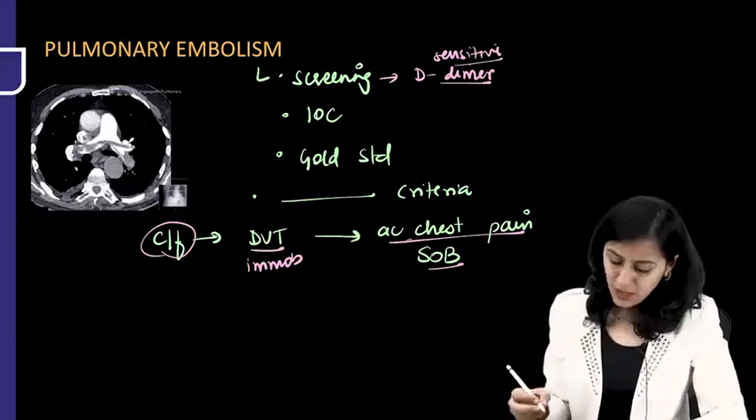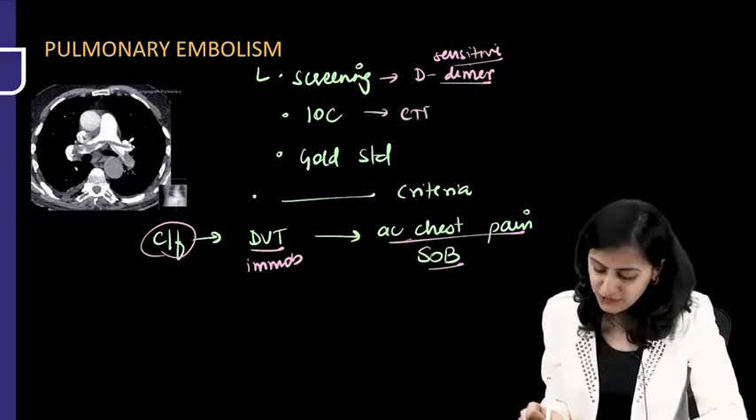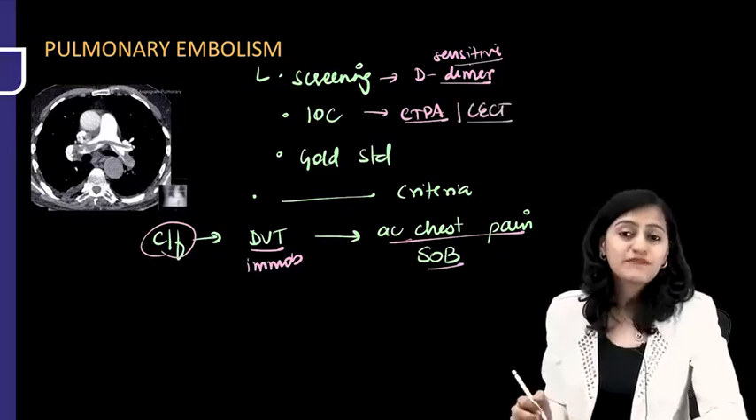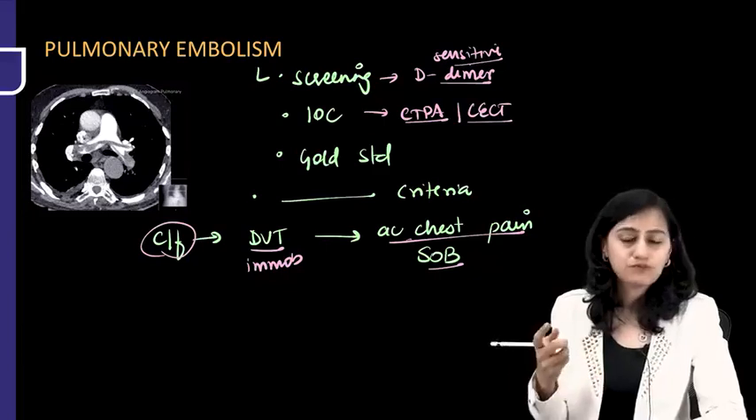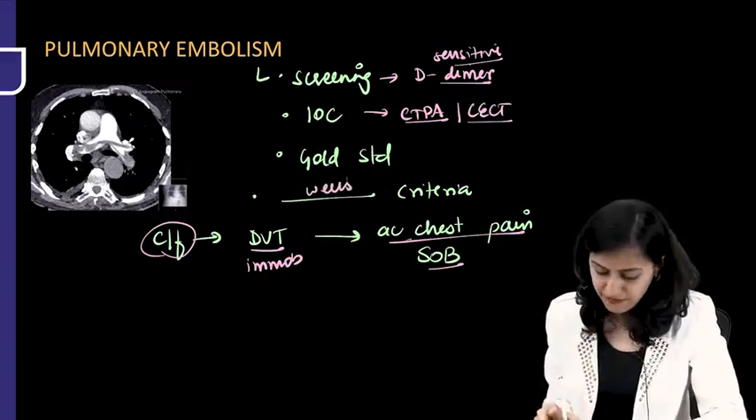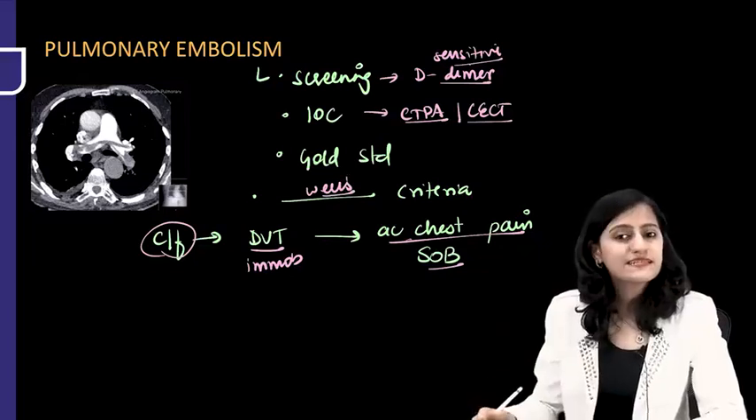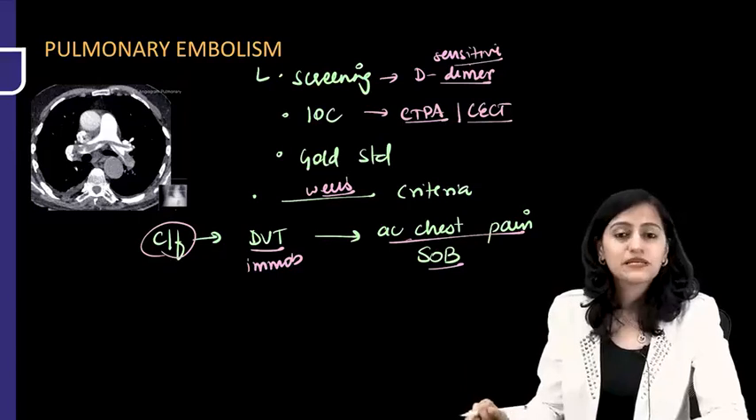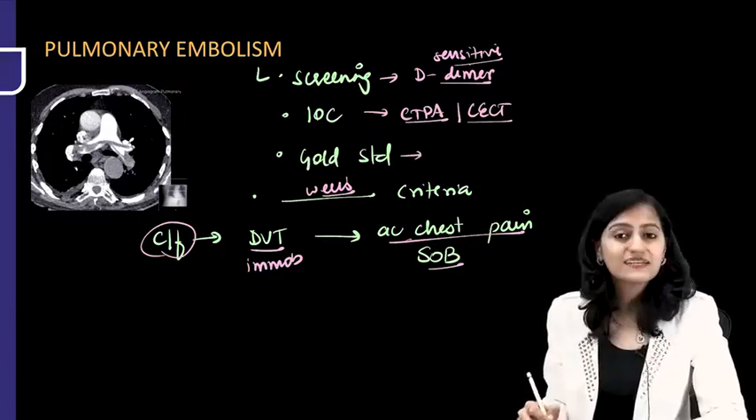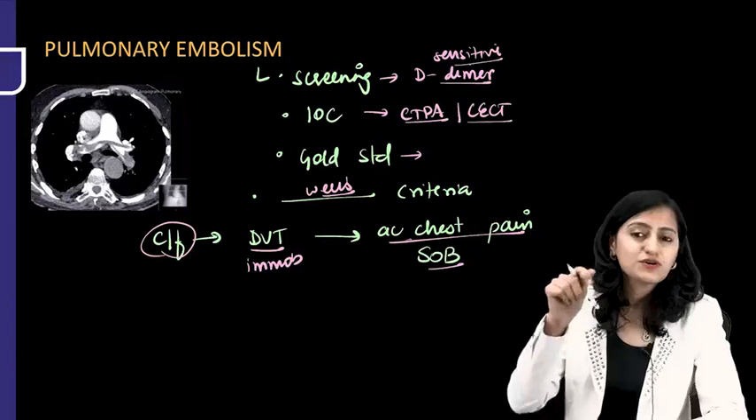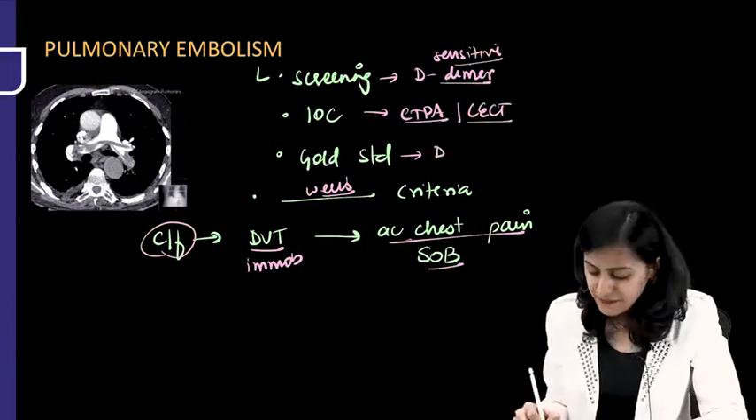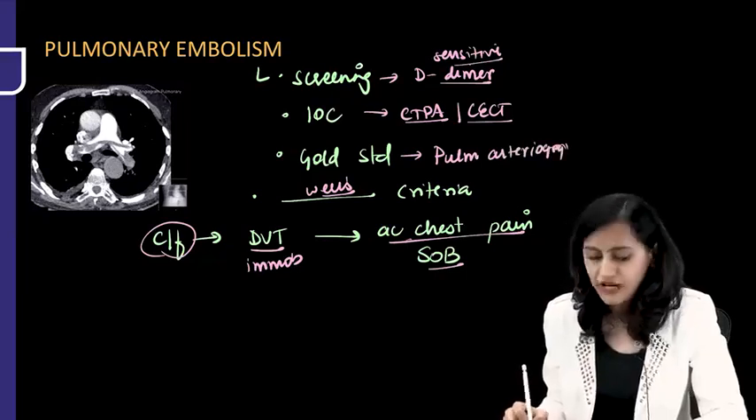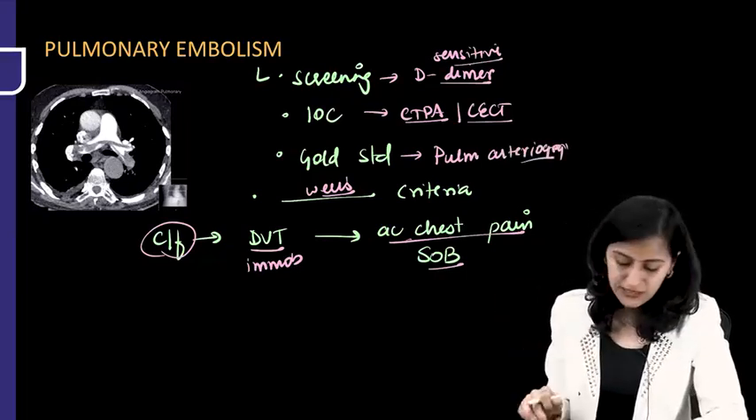So if the D-dimer is positive, then we go to the investigation of choice, which is CT pulmonary angiography or CECT. So when we have a high likelihood of pulmonary embolism based on the modified Wells criteria, or when the D-dimer is positive, then we go ahead and do CTPA to look for the site of pulmonary embolism. What is the gold standard investigation? For vascular pathologies, the gold standard is invasive angiography, that is pulmonary arteriography, that is catheter angiography. Put the catheter in and look for the embolism.